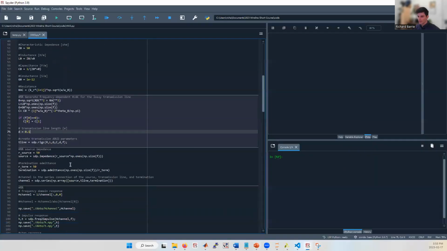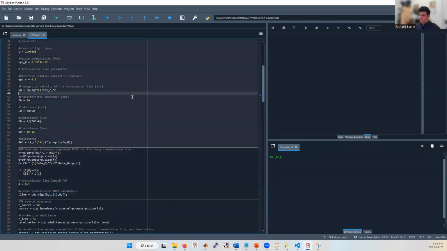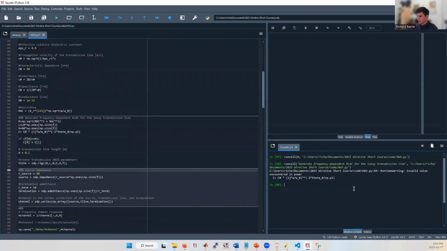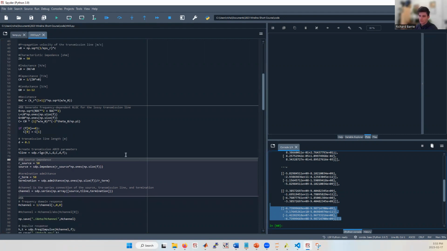In SerDesPy, we have a function RLGC, which converts these RLGC parameters to ABCD parameters. So I'm going to run this code. And now we have the ABCD parameters for our transmission line. We can take a look at B line, and we see that each entry is a 2x2 matrix with complex values, and we have one entry for each of the frequency steps that we created, because ABCD parameters are frequency dependent.